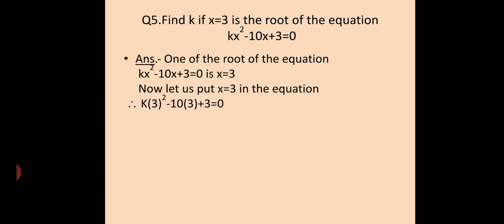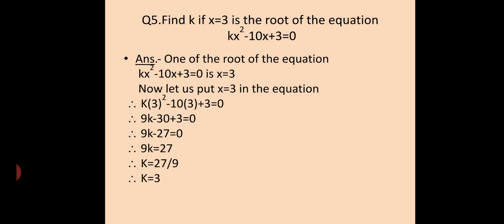k into bracket 3 square minus 10 into 3 plus 3 equal to 0. 3 square is 9. Therefore, 9k minus 30 plus 3 equal to 0. 9k minus 27 equal to 0. 9k equal to 27. k equal to 27 upon 9. We have to divide 27 by 9. Therefore, k equal to 3 is the final answer. Here we get k equal to 3.